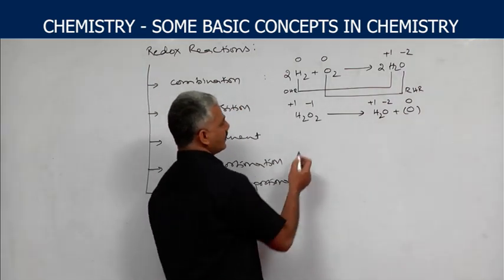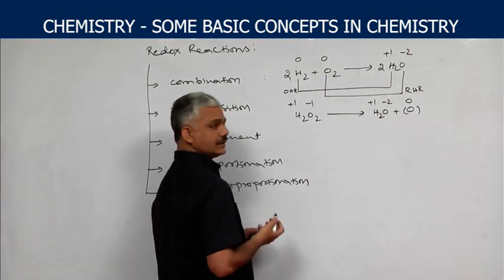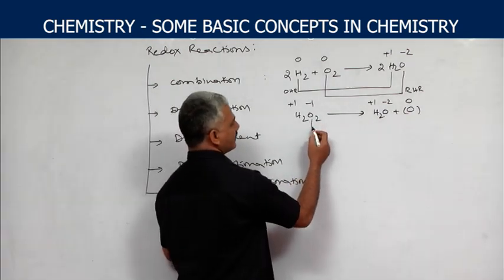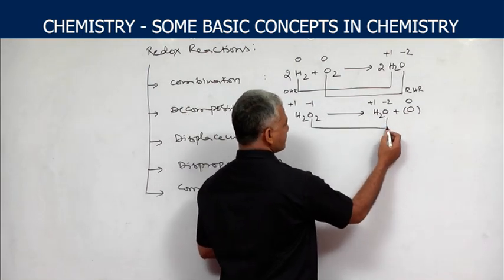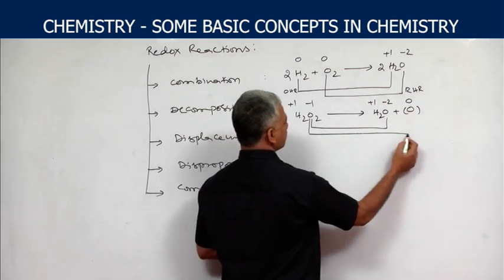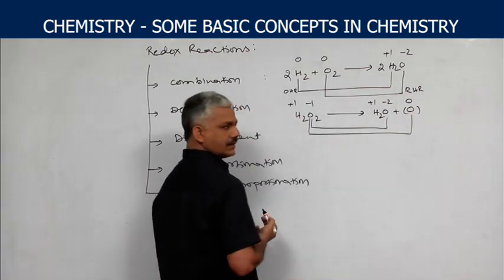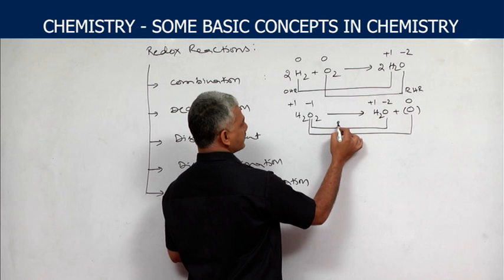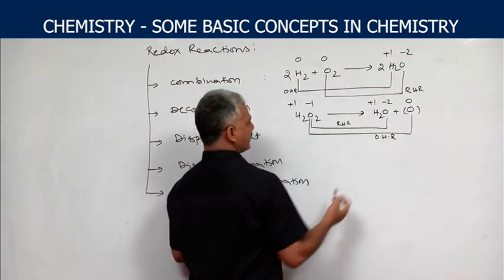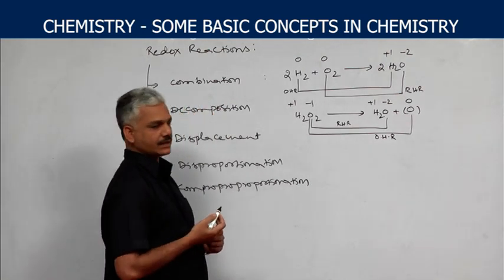That means for hydrogen there is no change in oxidation state in this reaction, but for oxygen in one instance there is decrease in oxidation state, in another instance there is an increase in oxidation state. So this is RHR, reduction half reaction, this is OHR, oxidation half reaction.